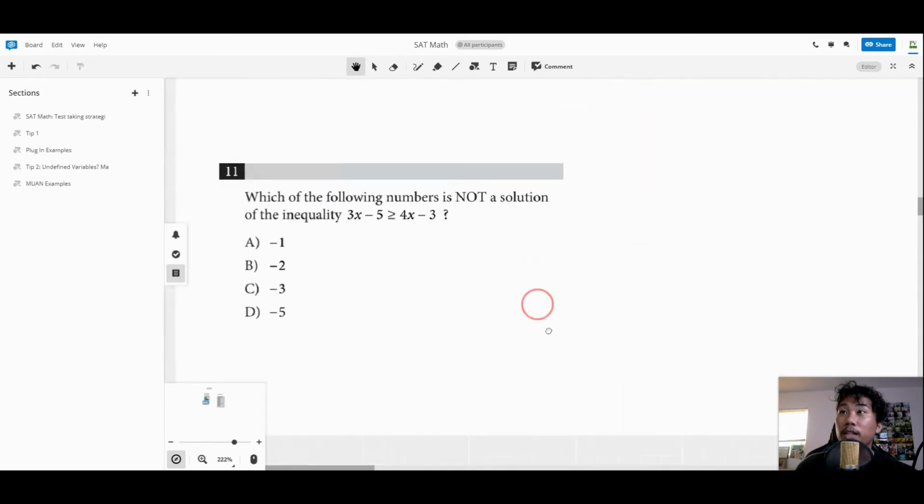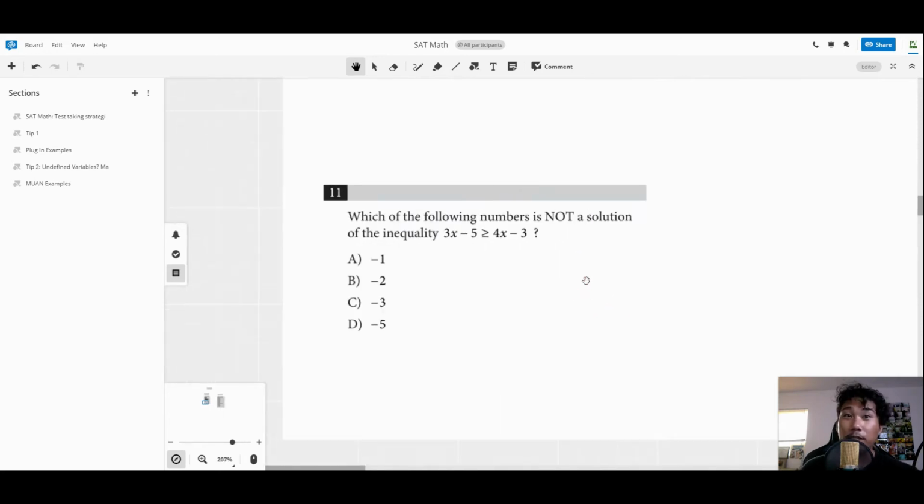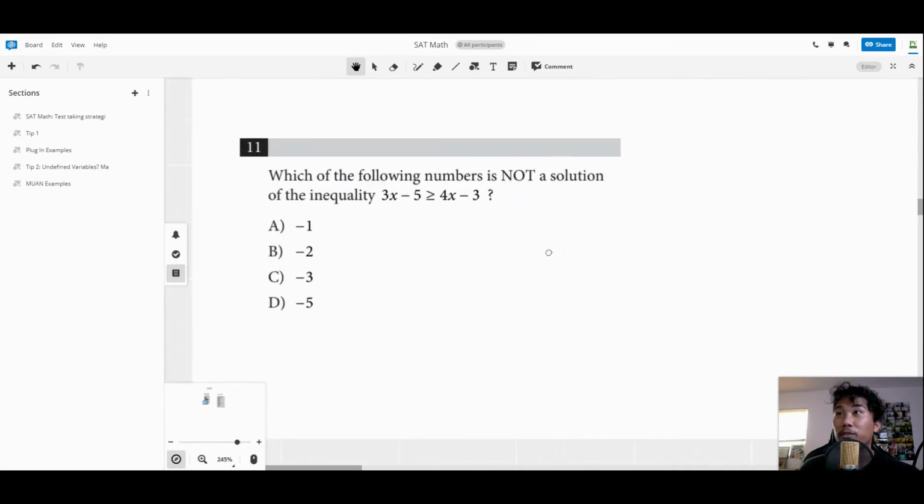So number 11, last problem for the first tip. It's pretty straightforward. Which of the following numbers is not a solution of the inequality 3x minus 5 is greater than or equal to 4x minus 3? I want to add a little bit of emphasis on the word not here.